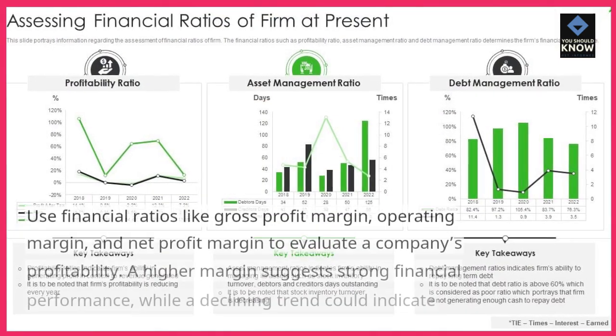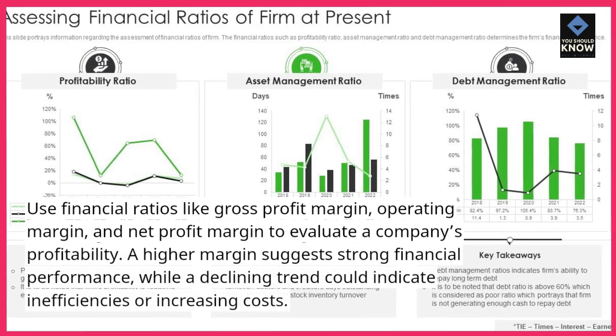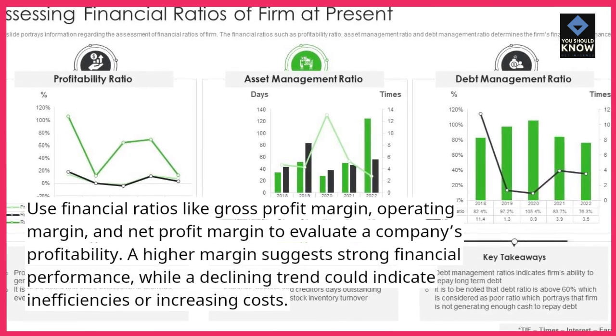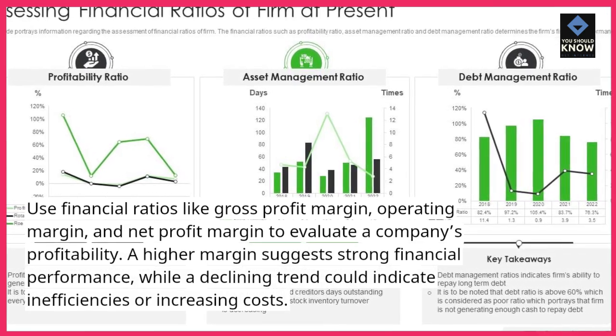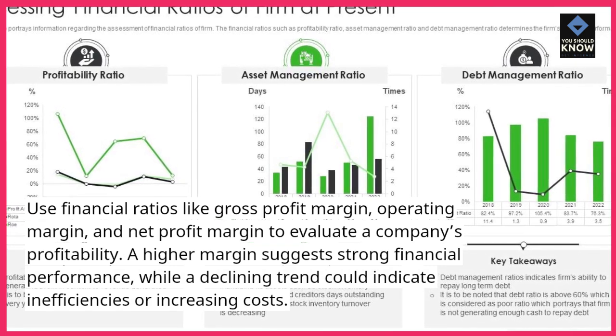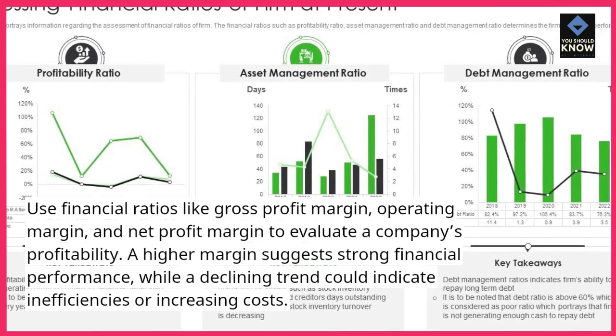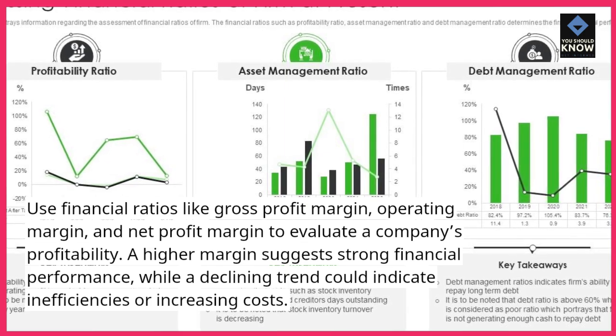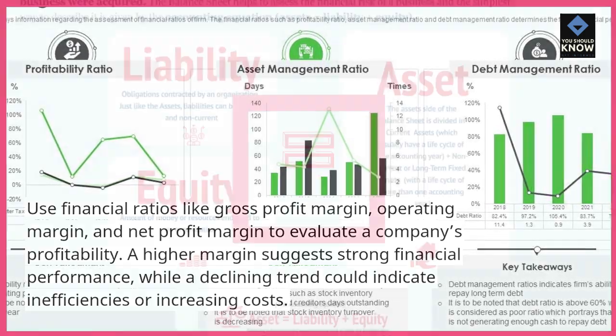3. Assess profitability with key ratios. Use financial ratios like gross profit margin, operating margin, and net profit margin to evaluate a company's profitability. A higher margin suggests strong financial performance, while a declining trend could indicate inefficiencies or increasing costs.